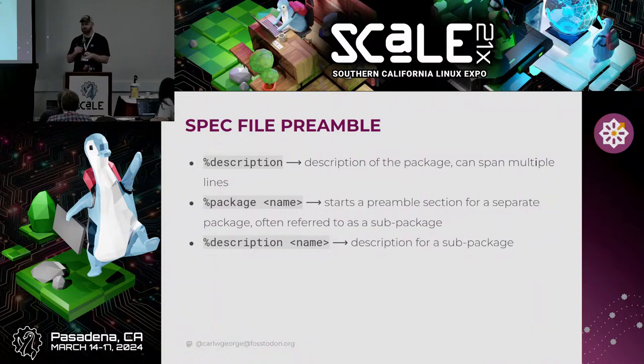Really, the target for this is when you do just a DNF search on the command line, you'll get that short summary listed next to the package name. If you do DNF info on the package name, you'll get the summary and the longer description. Some software doesn't describe itself that much, so you just use the summary with a period at the end for the description. Or make up your own.